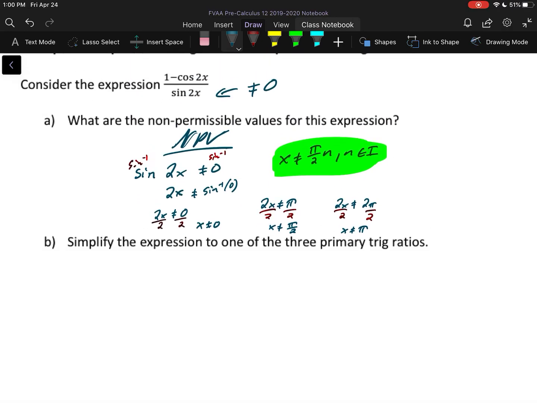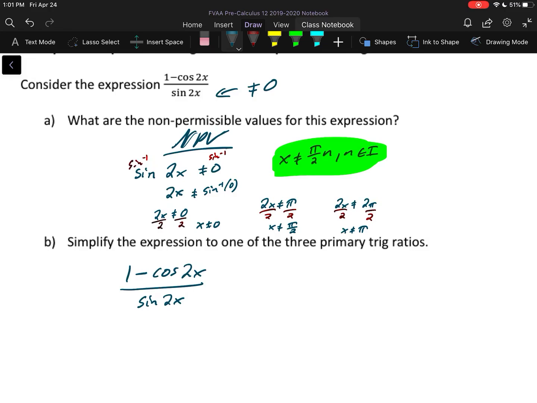Now that we found the non-permissible value, let's actually simplify this expression: 1 minus cos 2x over sine 2x. Before, our trick was that you want to change things from cotangent and cosecant and all these things into sines and cosines. That's still the case here where those appear. But we're going to be dealing with a lot of double angle proofs as well, a lot of them that you'll be dealing with.